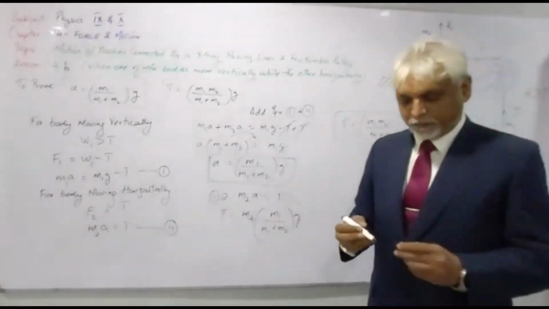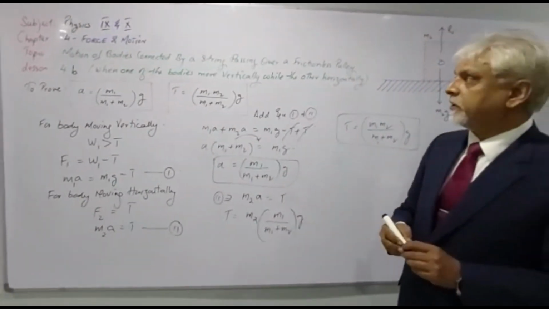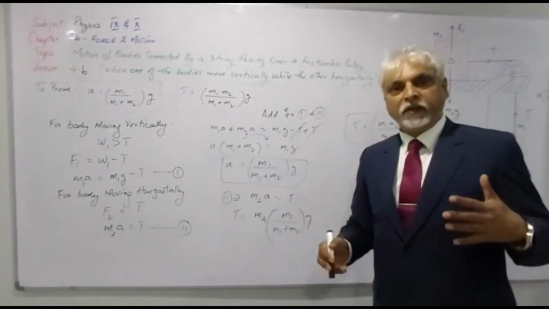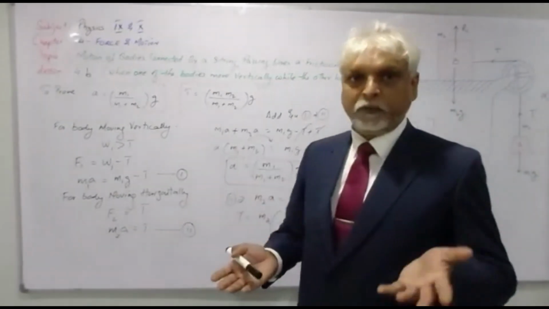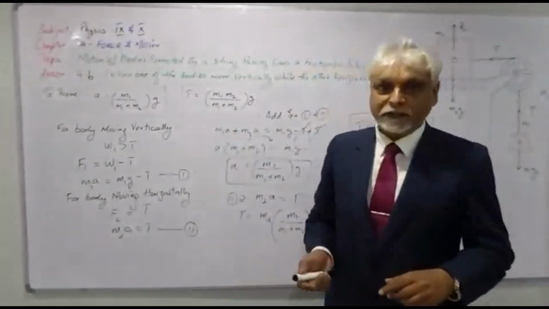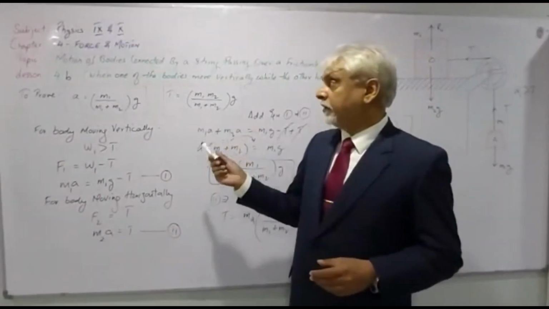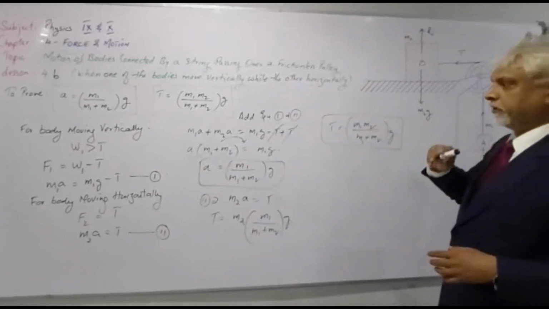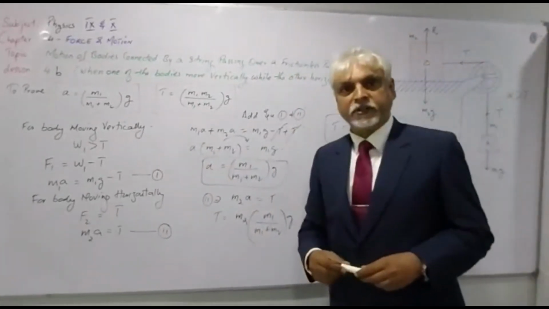I hope it's clear to you all. So with this we conclude the two cases. The first case, if you remember, in lesson 4a, we discussed two bodies moving vertically, one upward, one downward, and this is case 2. In lesson 4b, we discussed two bodies, one moving vertically and the other moving horizontally. And we calculated the acceleration and tension in both the cases.